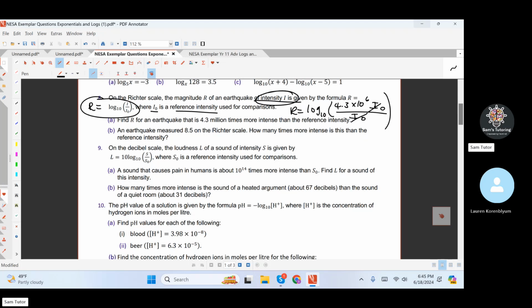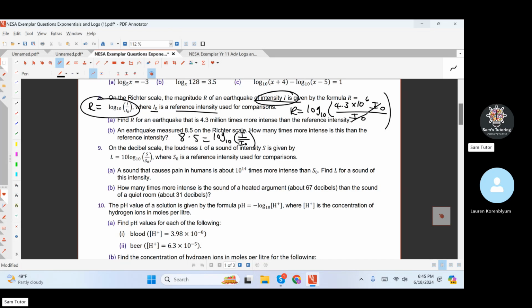An earthquake measured 8.5 on the Richter scale. So now that becomes 8.5. How many times more intense is this than the reference intensity? This one: earthquake measured 8.5 on the Richter scale. How many times more intense is this than the reference intensity?